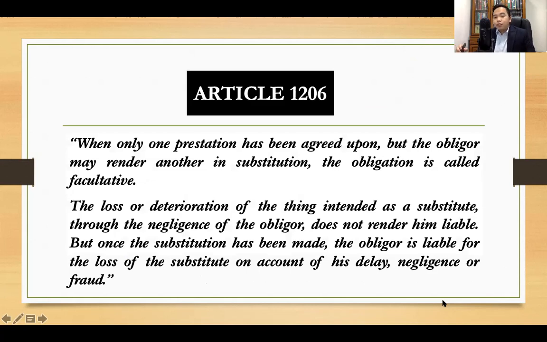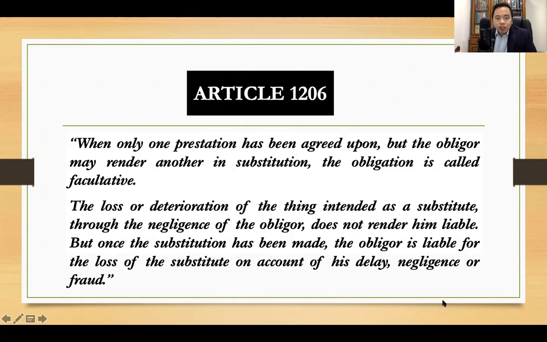We go to 1206. When one prestation has been agreed upon, but the obligor may render another in substitution, the obligation is called facultative. Now, this is the definition of facultative. Again, only one prestation has been agreed upon, but the obligor may render another in substitution.